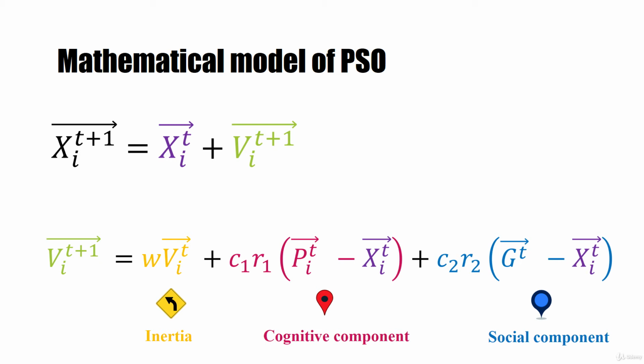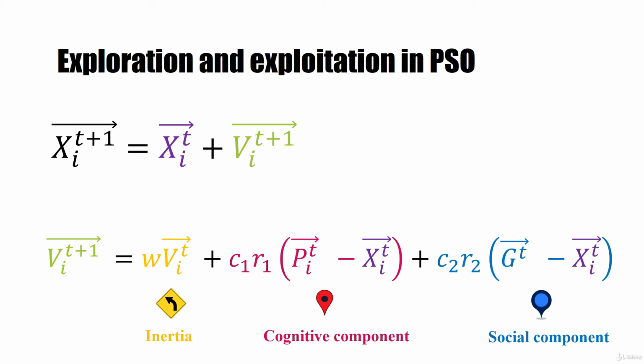The impact of cognitive and social components on the movement of particles can be changed by tuning the coefficients c1 and c2. You might be asking now, how about the initial weight? What does this parameter do? This parameter tunes exploration and exploitation. It is normally decreased linearly from 0.9 to 0.4 or sometimes 0.2.